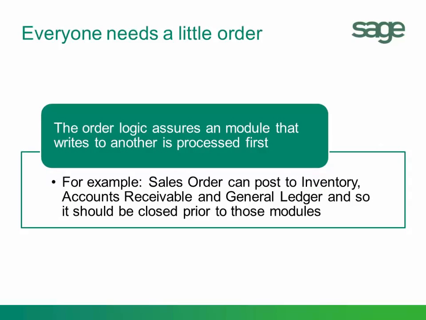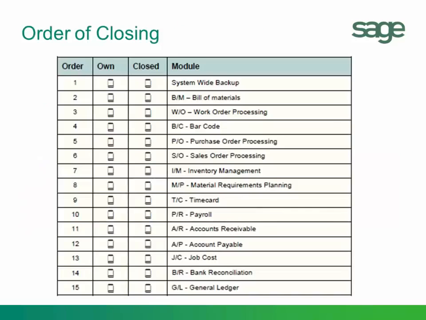Now, we need to really be aware of the order that we close. The order logic assures that a module that writes to another is processed first. For example, sales order can post to inventory, accounts receivable, and general ledger, so it should be closed prior to those modules. And this is a key thing that you need to keep in mind.